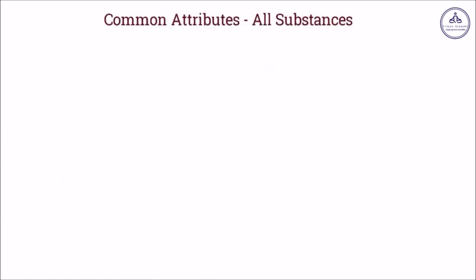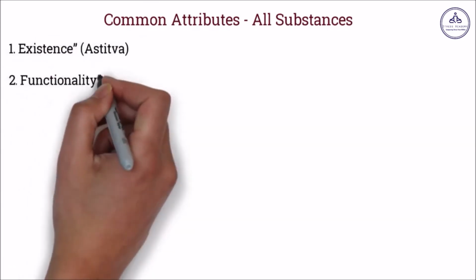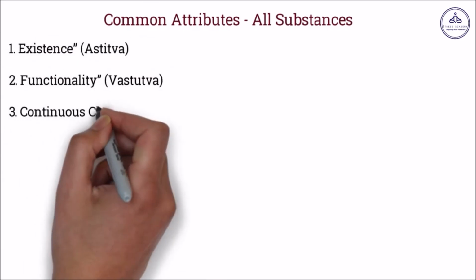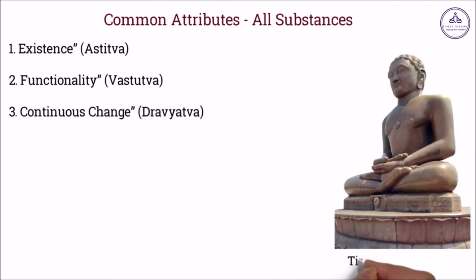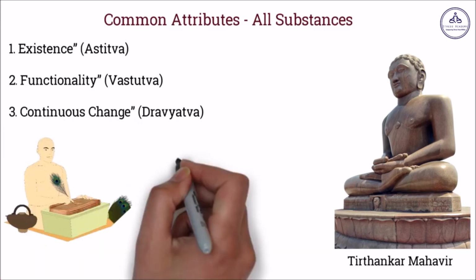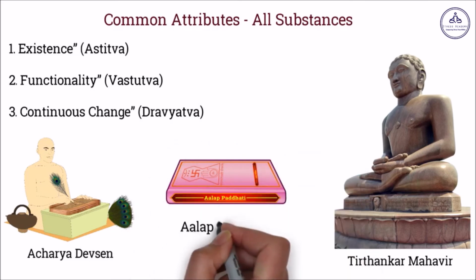These three common attributes are well-observed postulates that apply to all substances in the universe. These common attributes, which were narrated by Jain Tirthankar Mahavir during the 6th century BCE, were first documented by Jain Acharya Devsen Swami during the 7th century CE in his very famous treatise called Alapadati.